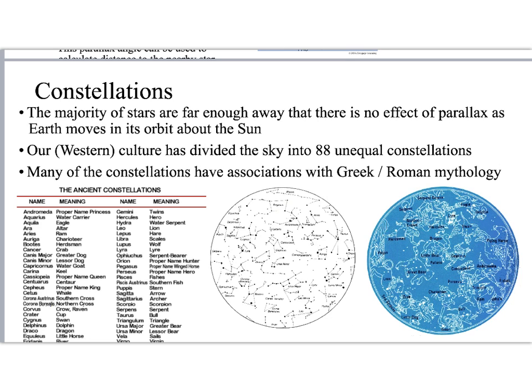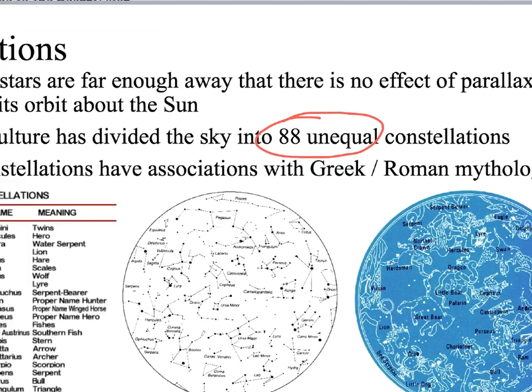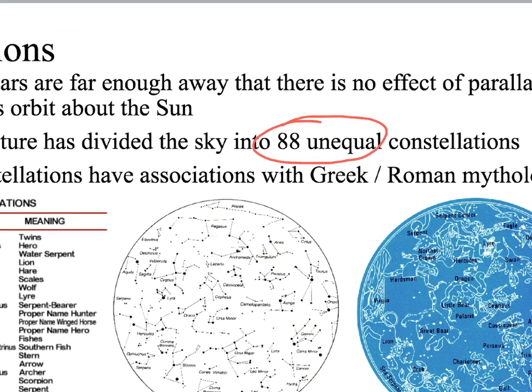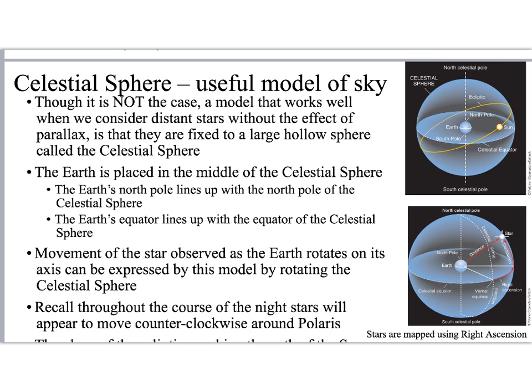I think on here the big thing is that right now with our current set of constellations, you're looking at 88 constellations that are generally based on Greek and Roman mythology. They're unequal, and that's what our culture has, and other cultures would be different. And then I do have one more concept here. It's the concept of the celestial sphere.